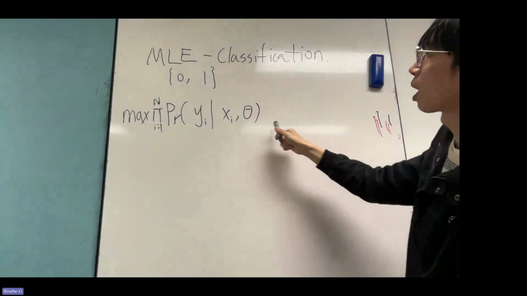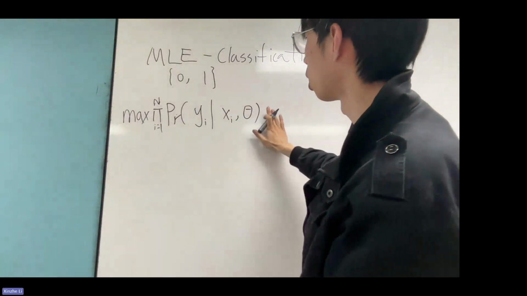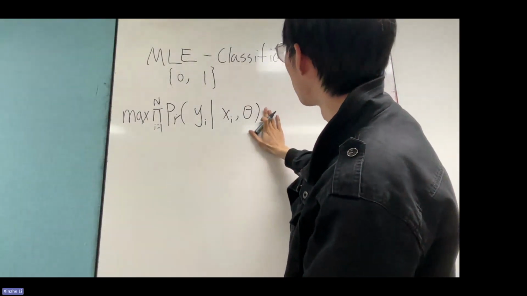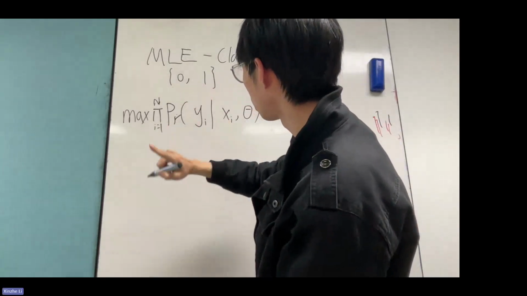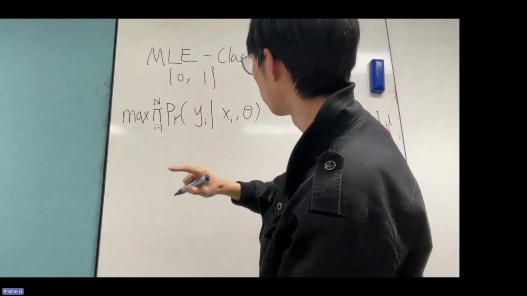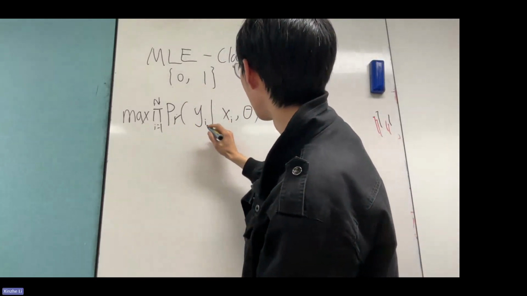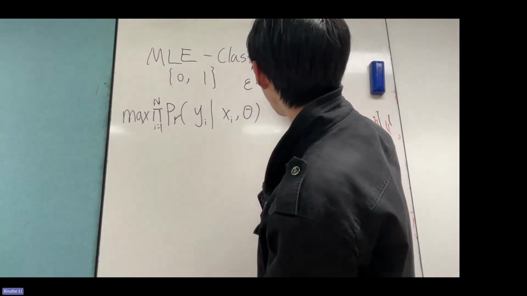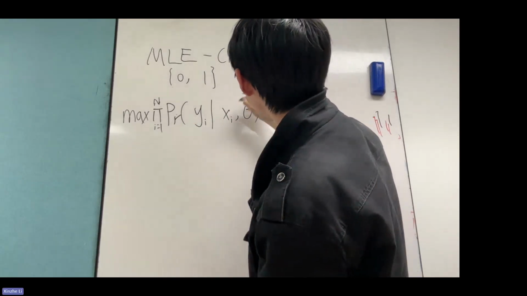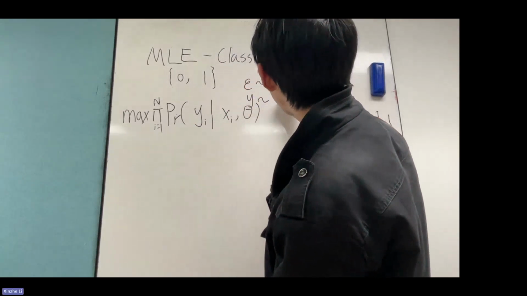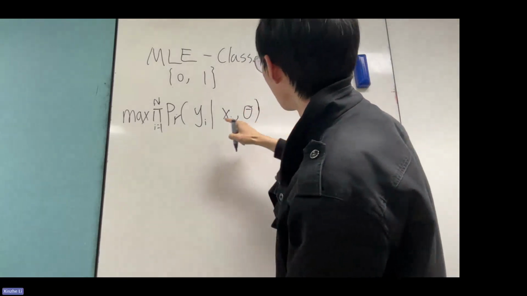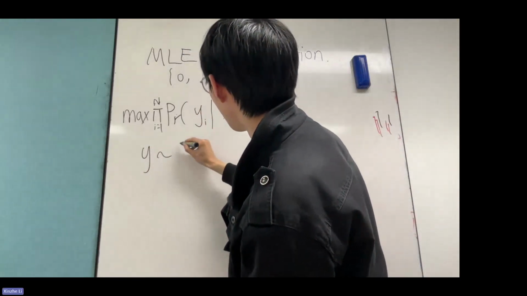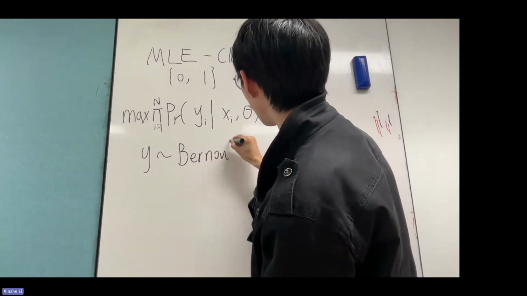So this is maximum likelihood we want to solve for all the supervised learning algorithms. Now in linear regression, for a regression problem, what we do is we assume epsilon follows a normal distribution. Then we can assume the y also follows the normal distribution, right? And here we assume the y follows a Bernoulli distribution.